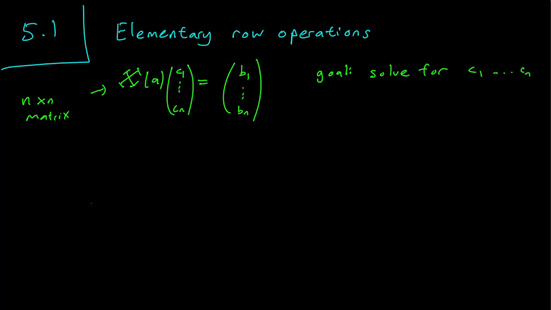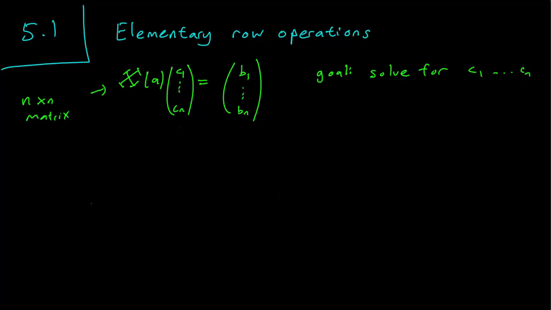Recall from the previous video that to solve an initial value problem, we need to solve this matrix equation where we have an n by n matrix X and an initial vector b1 to bn, and we need to solve for the constants c1 through cn. So our goal is to solve for c1, c2, c3, c4, and cn. As a first step, let's consider what it means.